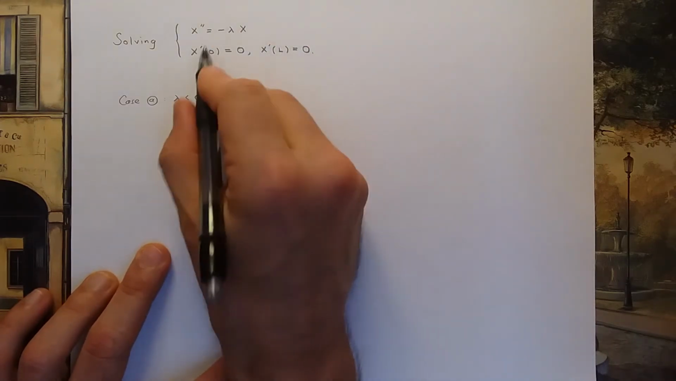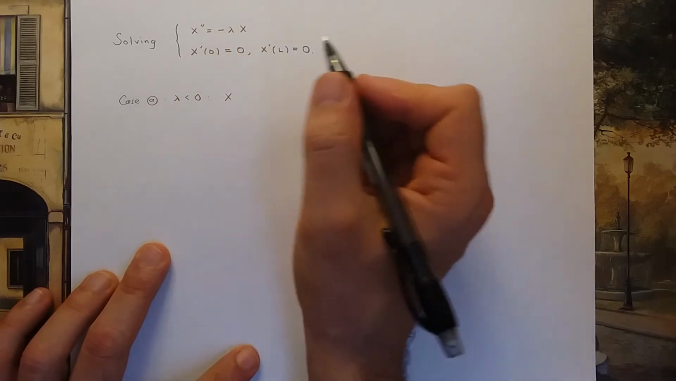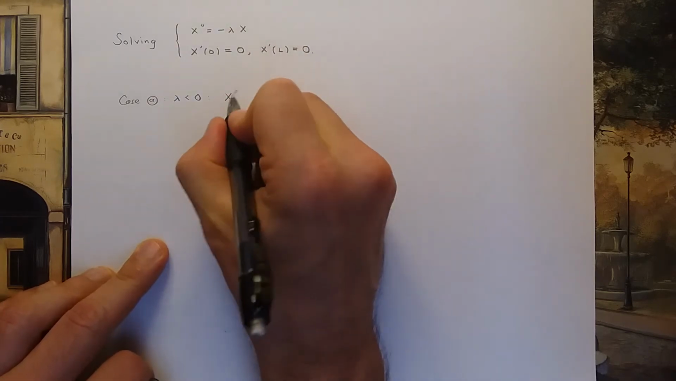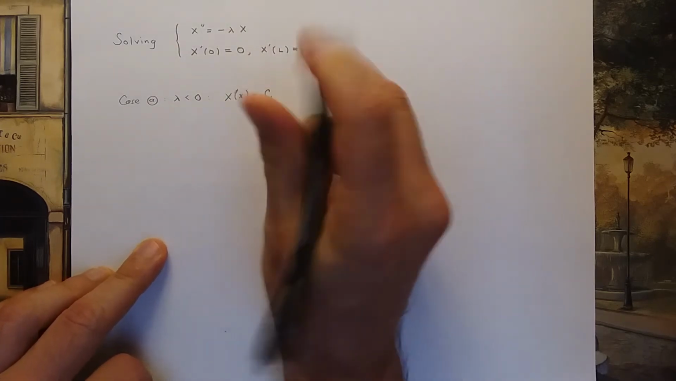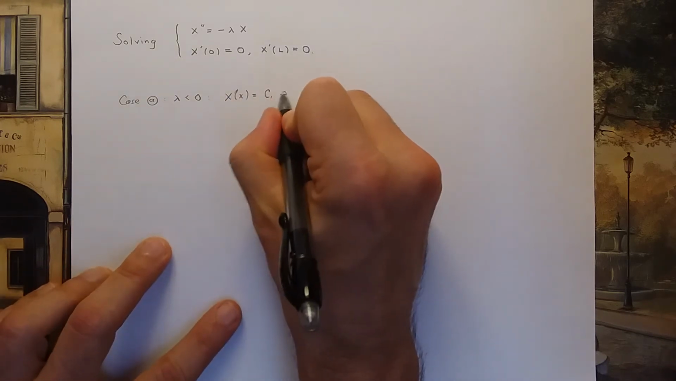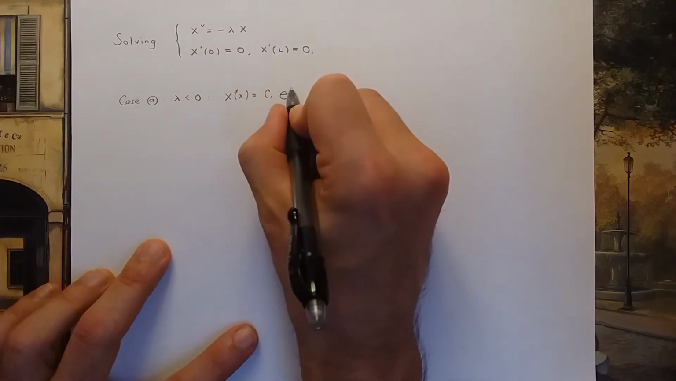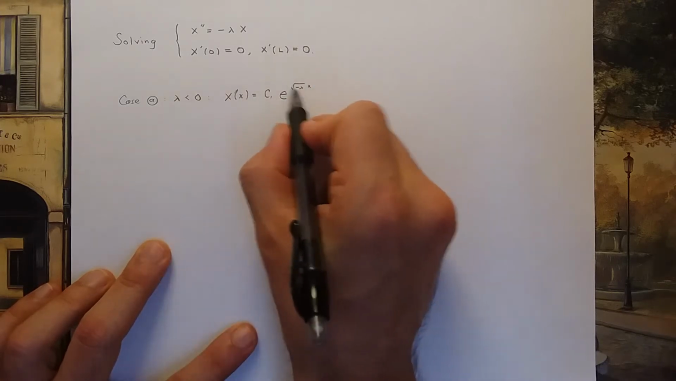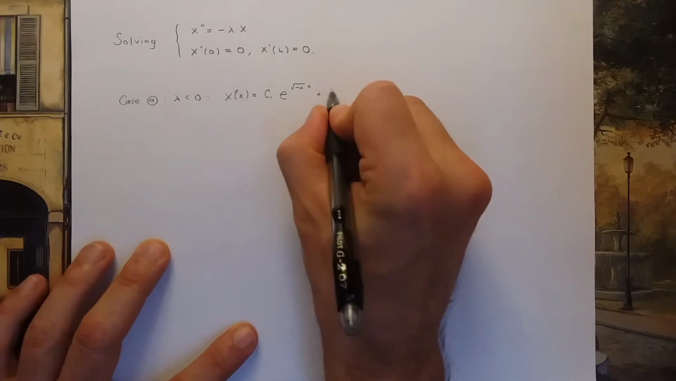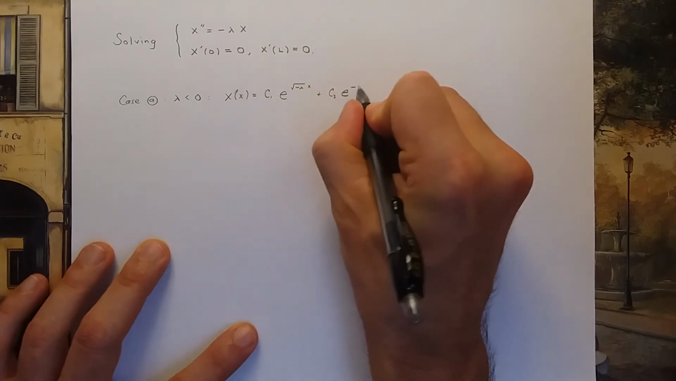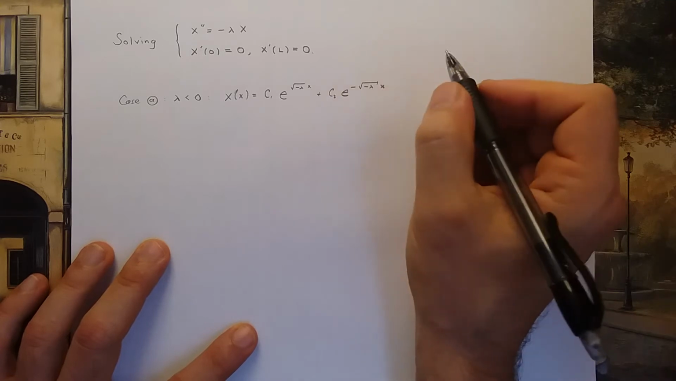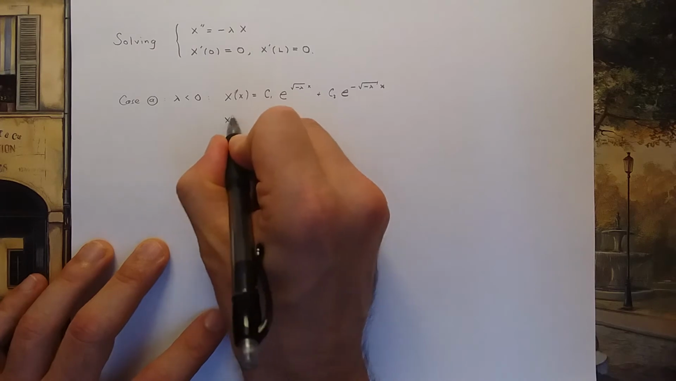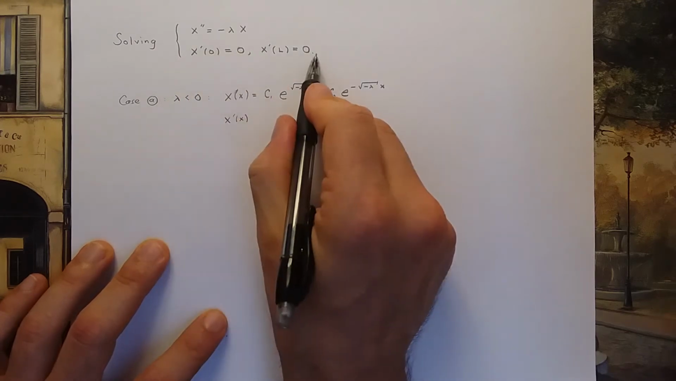In this situation, the general solution to the differential equation X double prime equals negative lambda X is X equals c1 times an exponential function e to the square root of negative lambda x, which of course if lambda is negative is actually a real number, plus c2 e to the negative square root of negative lambda x. Then I take a derivative.